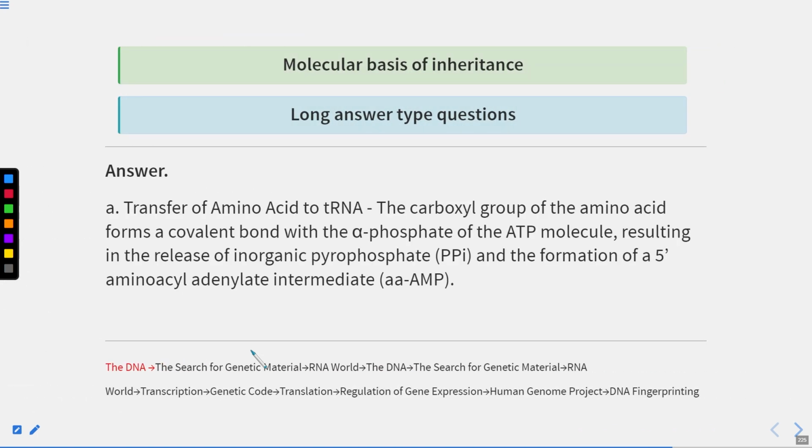Now what is happening in activation of amino acid? First is the transfer of amino acid to the transfer RNA. Here the carboxylic group of the amino acid forms a covalent bond with the alpha phosphate of the ATP molecule. This results in the release of inorganic pyrophosphate, denoted PPi, and there is a formation of a 5' aminoacyl adenylate intermediate, known as AA-AMP. So this is the reaction: amino acid, in the presence of ATP, forms aminoacyl adenylate intermediate, and a pyrophosphate is released.